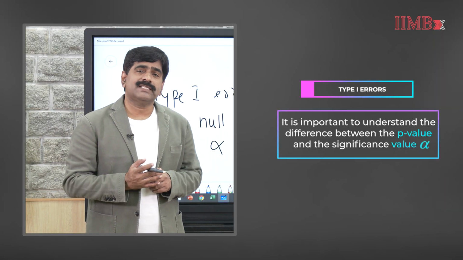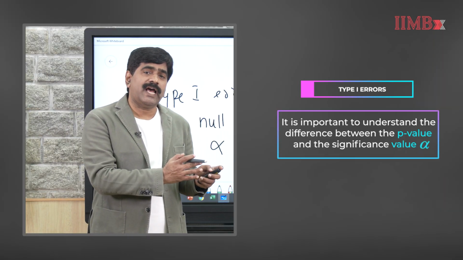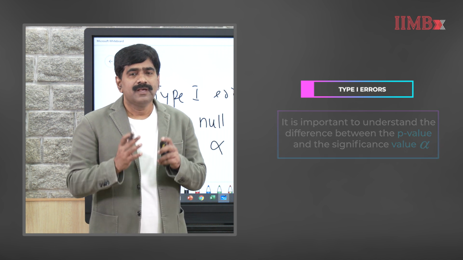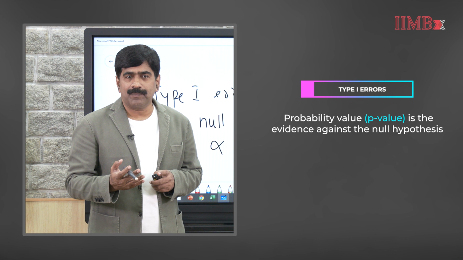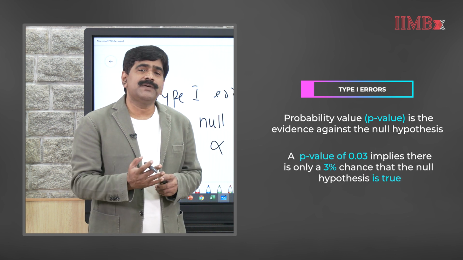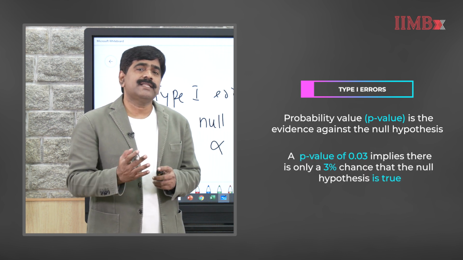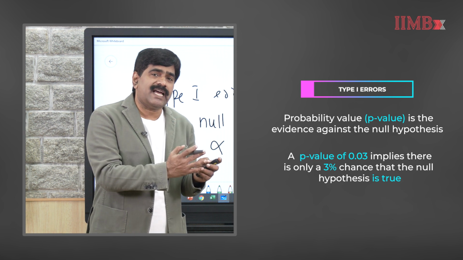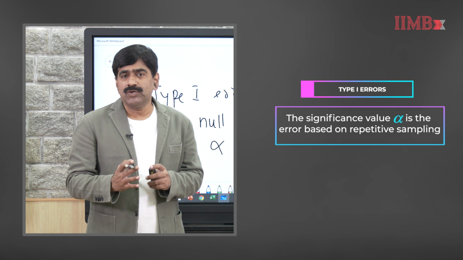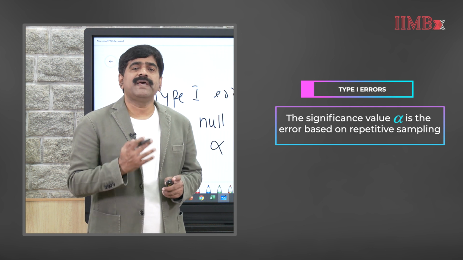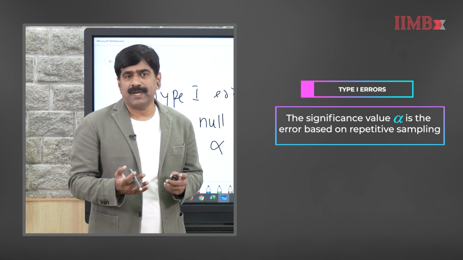It is important to understand the difference between the p value and the significance value. The p value or the probability value is the evidence against the null hypothesis. If a p value is 0.03, it will imply that there is only a 3% chance that the null hypothesis is true. The significance value alpha is the error based on repetitive sampling.